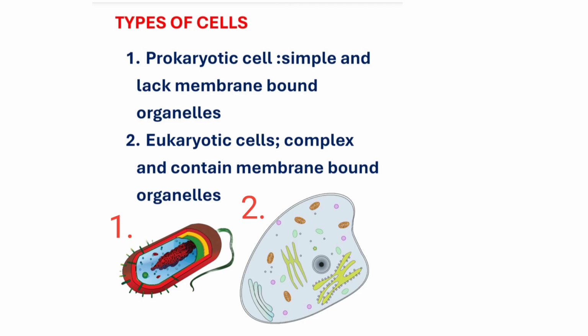Well, we have two types of cells. That's the prokaryotic cells, which are simple and lack membrane-bound organelles. Their DNA is spread in the cytoplasm. And we have the eukaryotic cells, and these have membrane-bound organelles. They are complex and their DNA is enclosed in the nucleus.